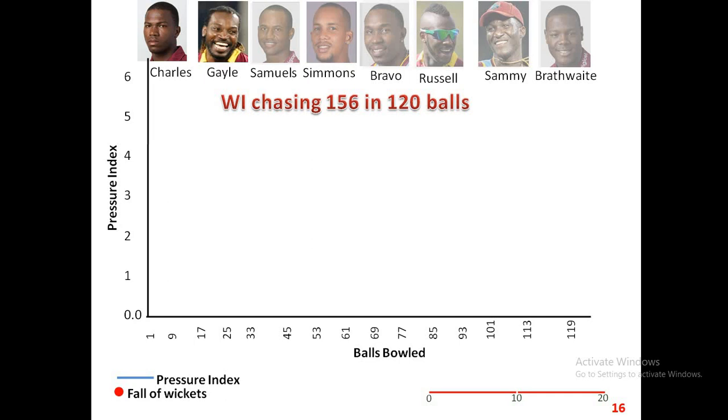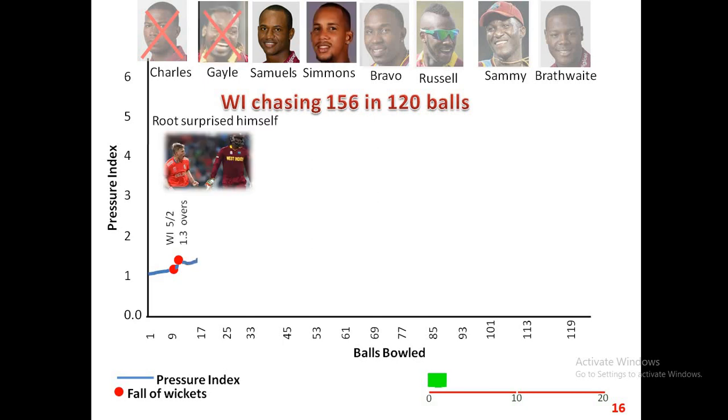So West Indies is chasing 156 runs in 120 balls. And as you know, the pressure index starts at 1. From the first balls itself, the pressure index keeps on increasing. And soon Charles gets out, and in the same over, Gayle too gets out. The over was bowled by Joe Root, who was not a regular bowler of the England side. Soon after that, Simmons gets out, and Simmons was the semi-final man of the match. So there are 3 wickets in quick succession.